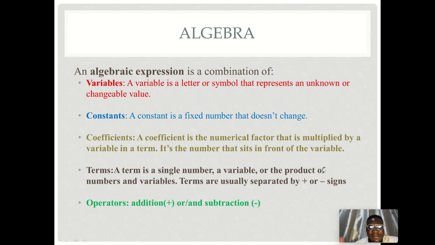Now terms. A term is a single number. It could also be a variable. It could be a product of numbers or variables. Terms are usually separated by plus or minus signs. So operators, we'll get to know all these things as the lesson goes on.